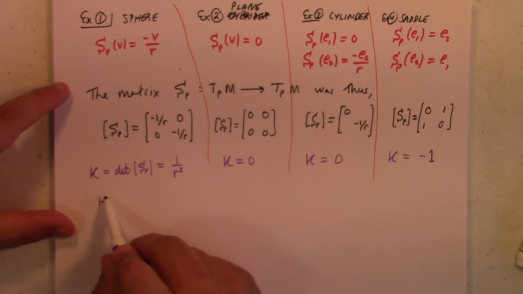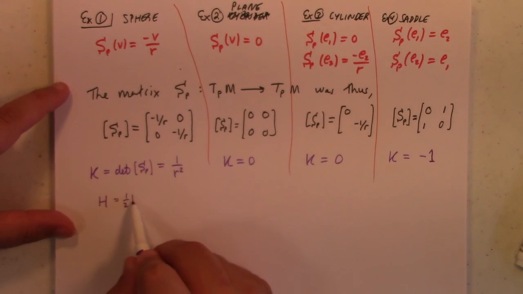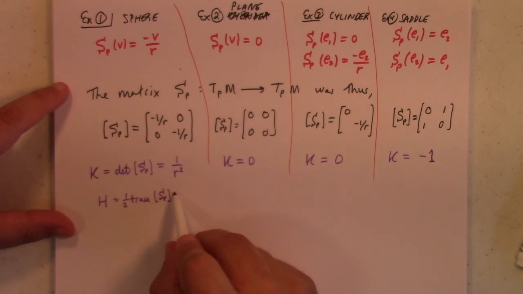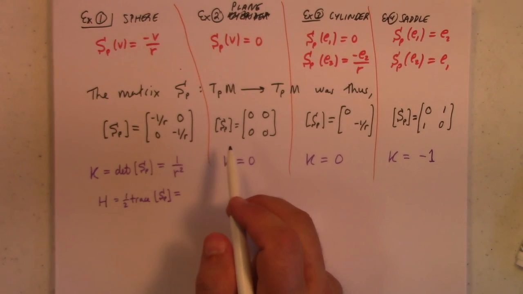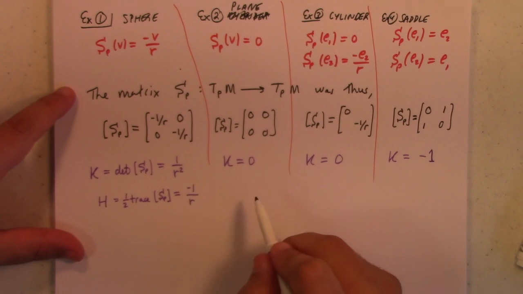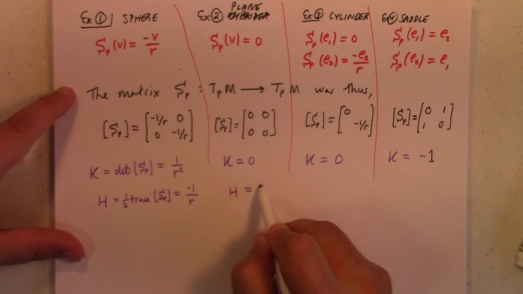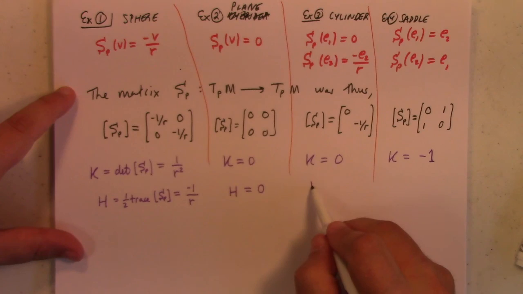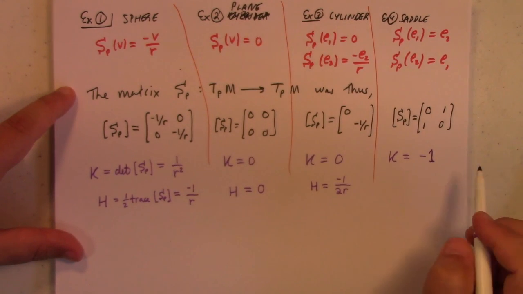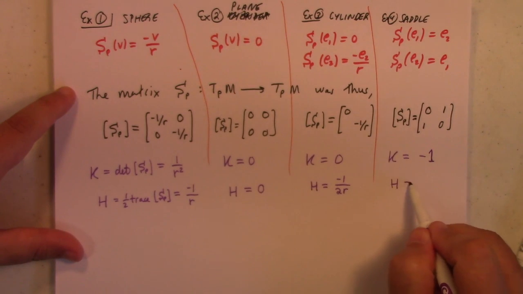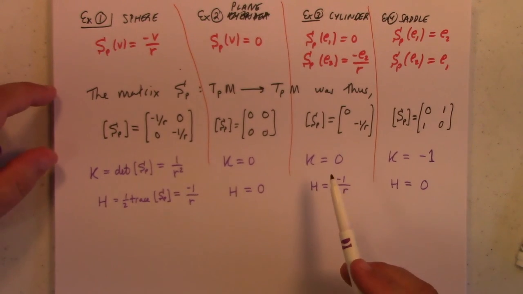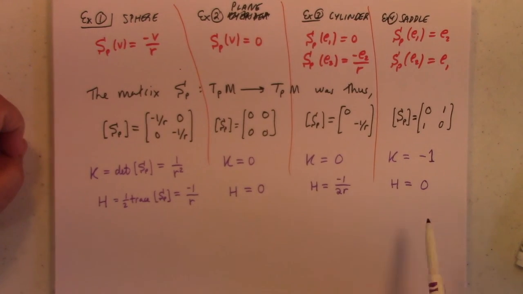Now the mean curvature, 1/2 the trace of the shape operator's matrix. That would be, I guess, minus 1/R then, right? The mean curvature of this is 0. The mean curvature of this is minus 1/2R. And the mean curvature of this is 0. Okay, so surfaces with 0 mean curvature are called minimal.